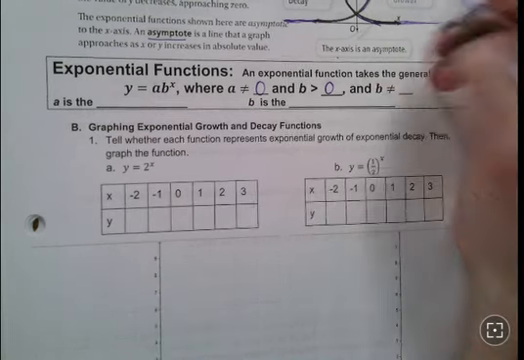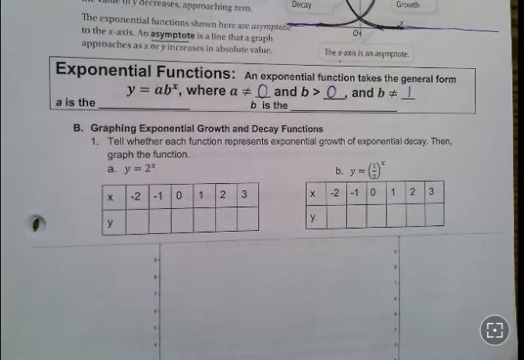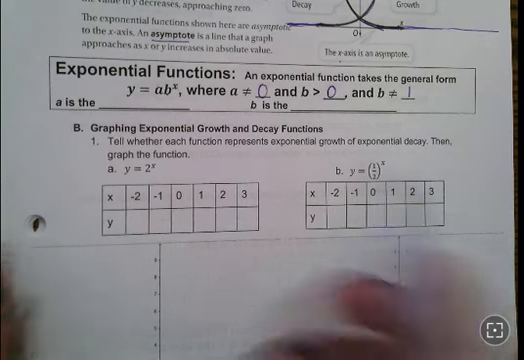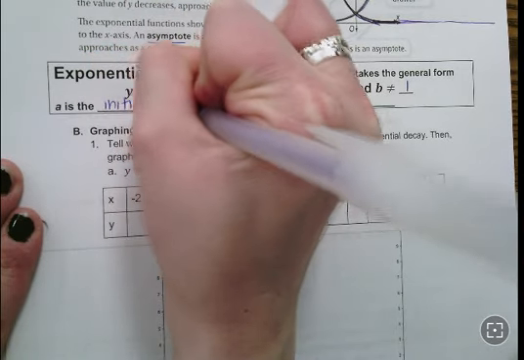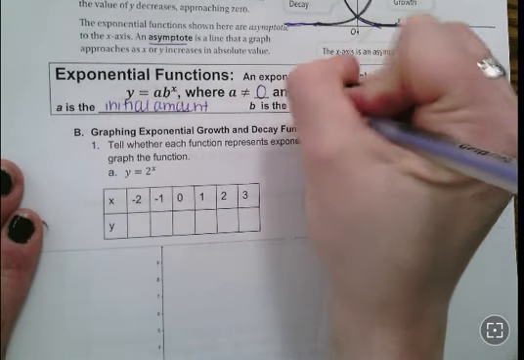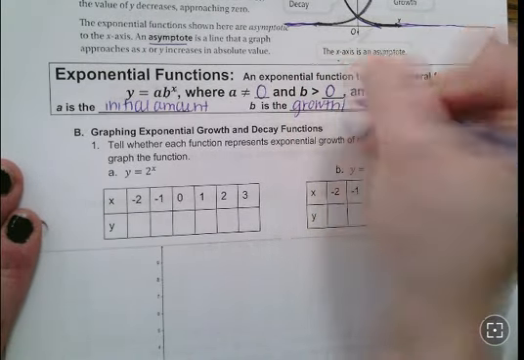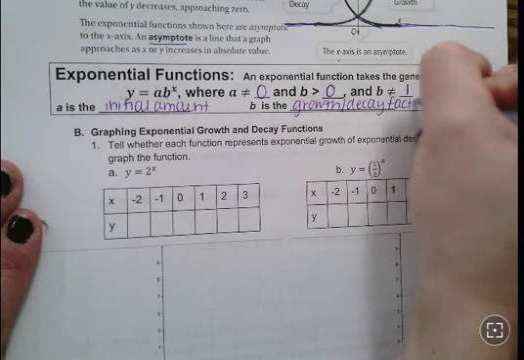And then b also cannot be 1, because if b is 1, 1 to any power is 1. So then we don't have something exponential. And a is what we call the initial amount. And b is the growth or the decay factor.